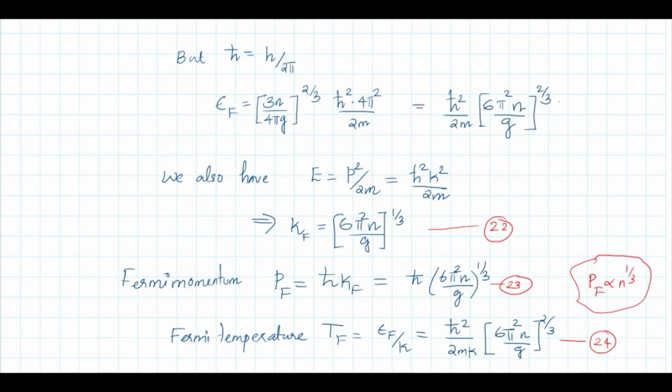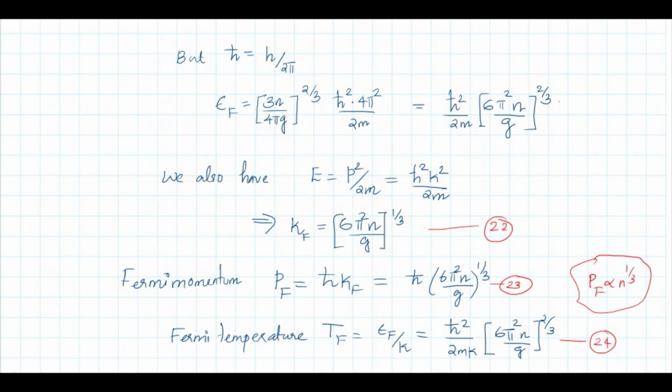Now, h cut is h by 2π. So you can write h square as h cut square into 4π square. So this becomes h cut square by 2m into (6π square n by g) raised to 2 by 3. But energy is p square by 2m. p is h cut k. So that is h cut square k square by 2m. Comparing these two equations, I can say that k is (6π square n by g) raised to 1 by 3. This is known as the Fermi wave vector kF.